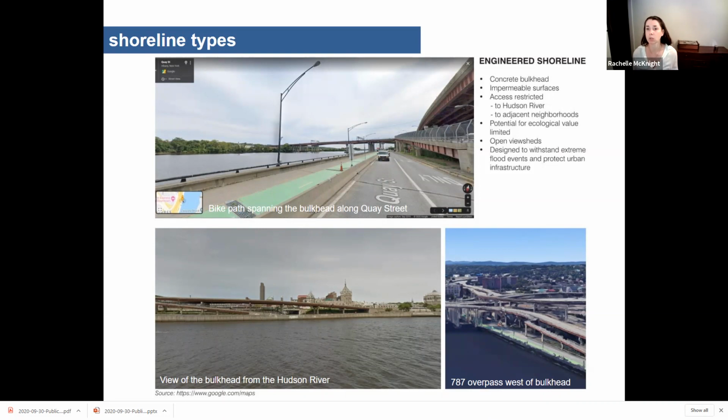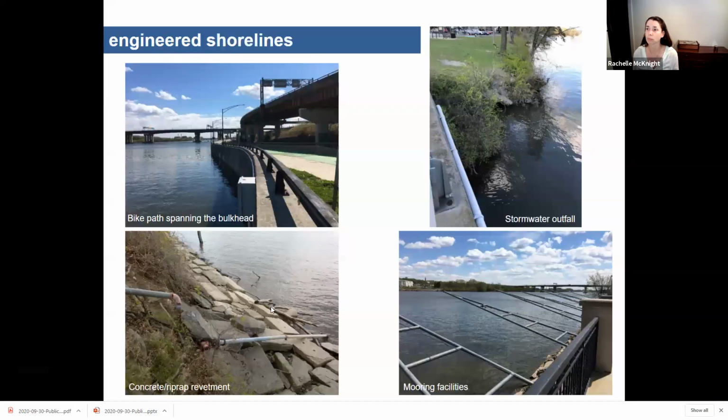And what happens is the water hits them. It can splash up onto the adjacent infrastructure, but most of the time they are elevated at such a height that you're going to not have flooding on the other side of the bulkhead. So there's quite a bit of bulkhead along the urban waterfront here in Albany, as you can see, particularly adjacent to 787. These are some more examples of what that bulkhead looks like.